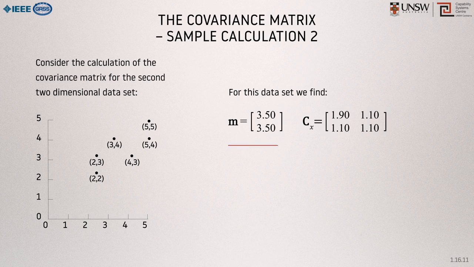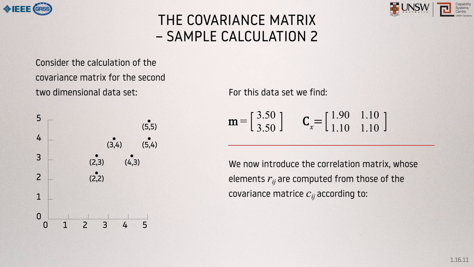At this stage, it is important to define the correlation matrix, whose elements are computed from those of the covariance matrix as shown. They are the equivalent covariance matrix elements divided by the square root of the product of the two covariance elements on the diagonal, one on the same row and one on the same column as the entry under consideration. Let's see what the correlation matrices look like for our two datasets.